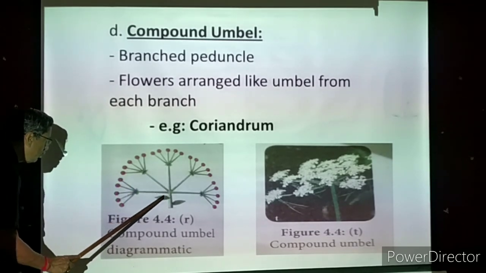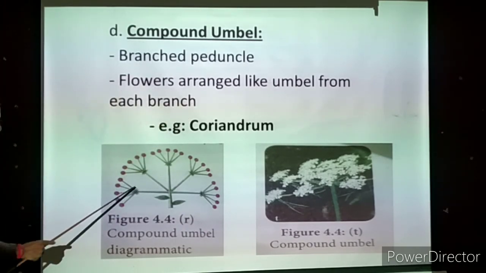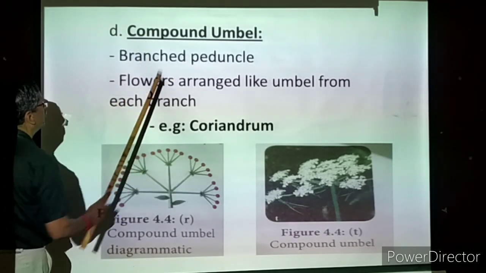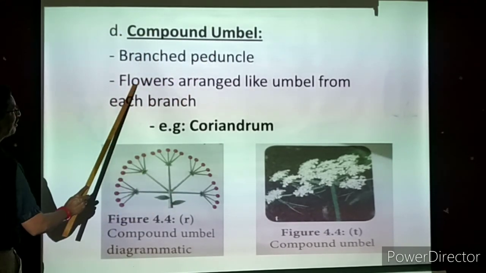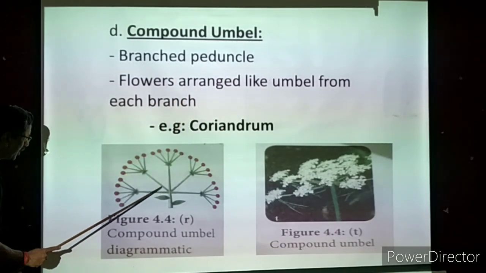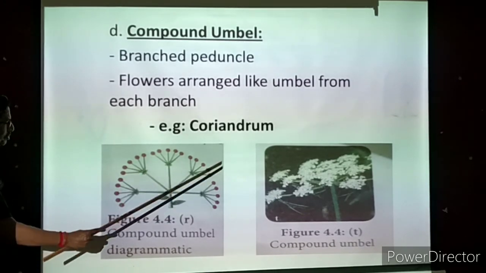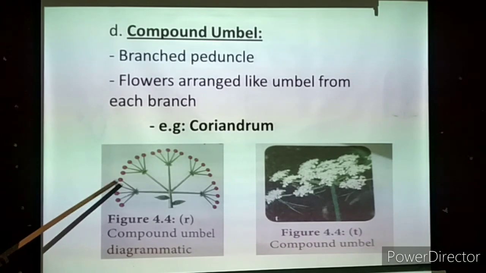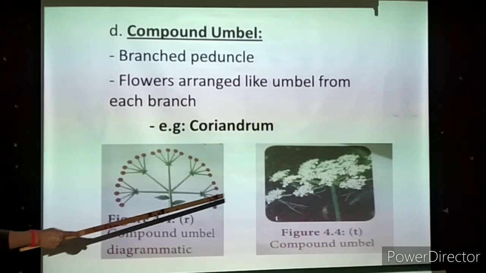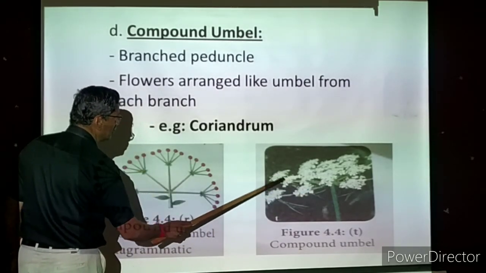Like that, many branches, each branch is having one bunch of flowers. Suppose we are taking only one branch, it is giving the appearance like the previous one, umbel. But many branches are there, many groups are there, so it is called a compound umbel. Branched peduncle, flowers arranged like umbel from each branch. One branch, if you take, gives the appearance like an umbel, but many umbel-like groups are present together. That is called compound. Example, Coriandrum. Now these are the Coriandrum flowers. Each branch, one bunch of flowers will be present.